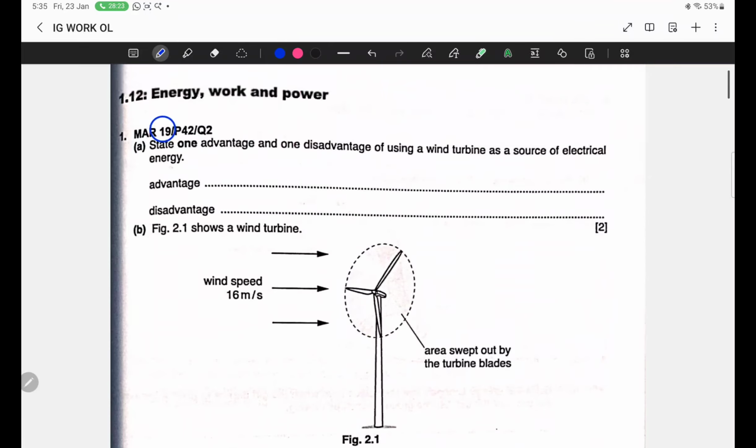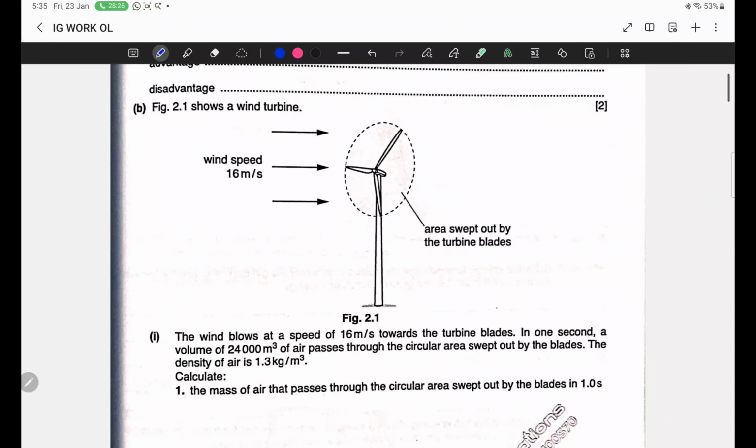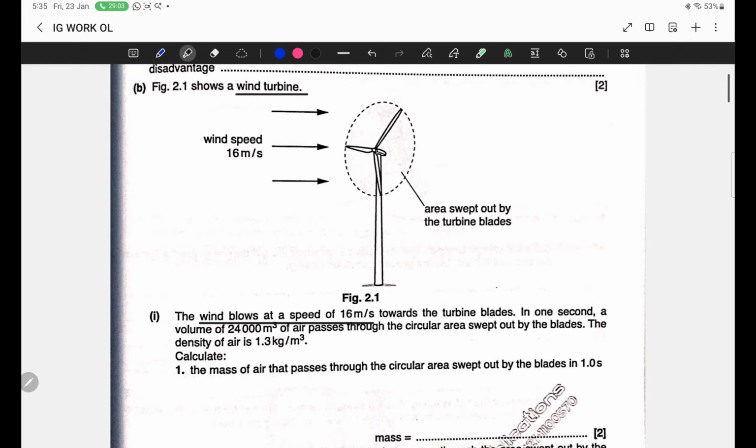So now question number 1B. The question is, this is a wind turbine. And in a wind turbine, there are blades, just like a fan. These are huge size blades. And when wind blows through the area of this wind turbine, you are given the wind blowing at a speed of 16 meter per second. This is the speed of the wind.